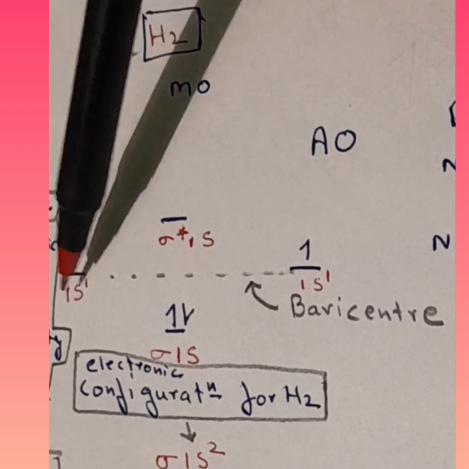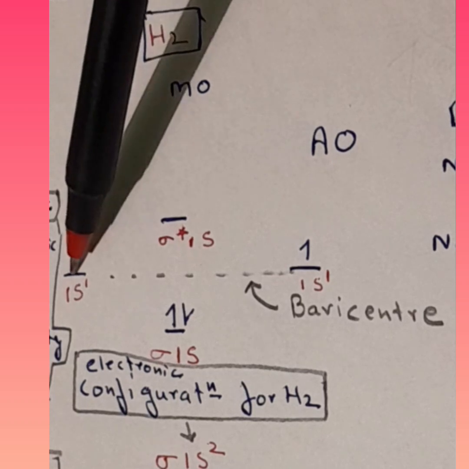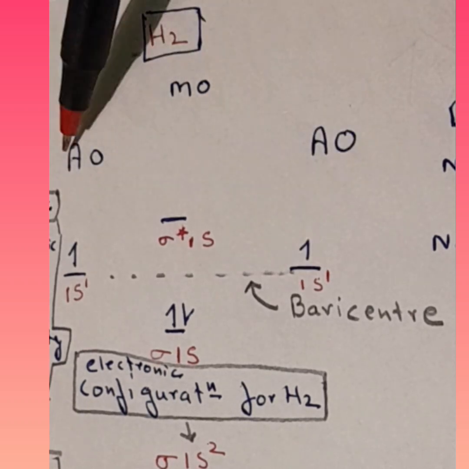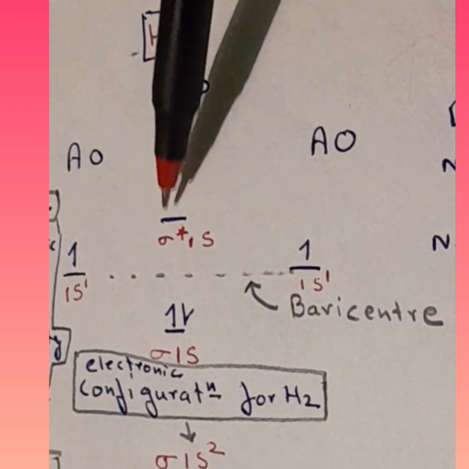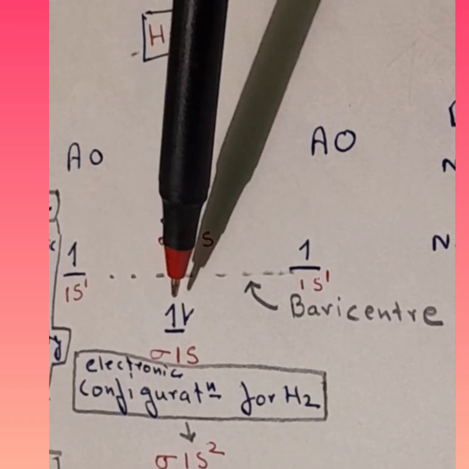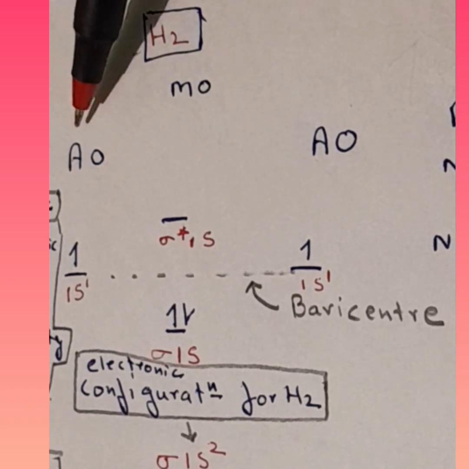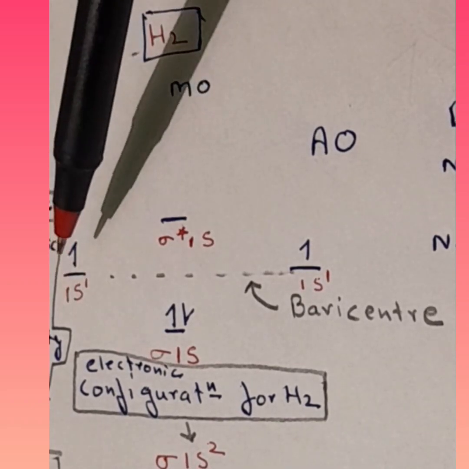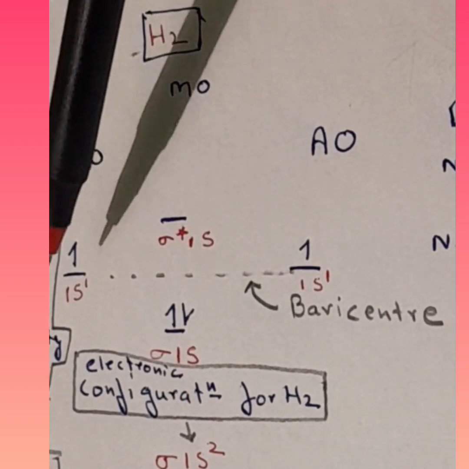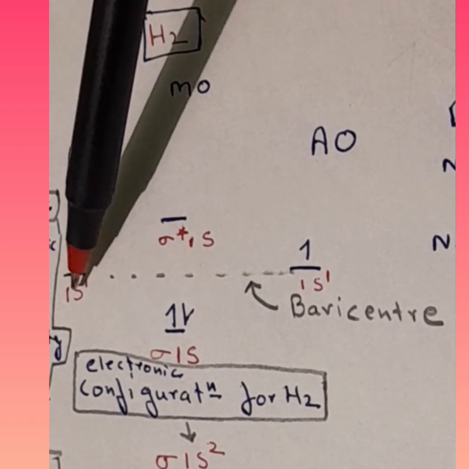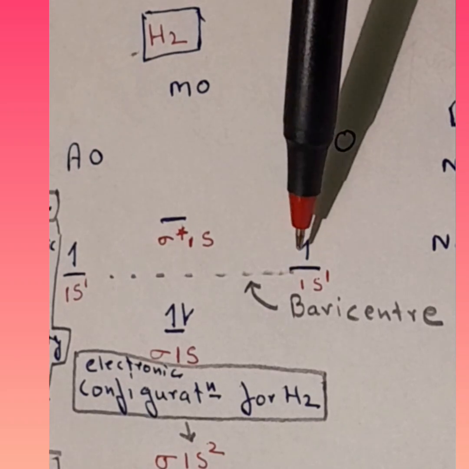Now, what we have over here is atomic orbitals. So this is atomic orbital, this is atomic orbital of hydrogen, this is atomic orbital of hydrogen, and this is molecular orbital of H2, dihydrogen. All right. Now, if we observe configuration of hydrogen, it is 1s1. So atomic orbital would have one electron in 1s orbital. Similarly, the other atomic orbital also would have one electron in 1s.